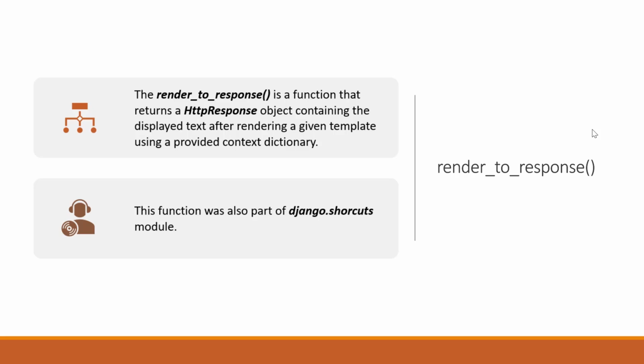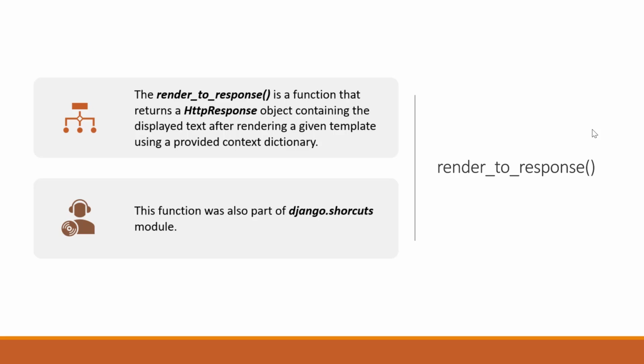The render_to_response is a function that returns an HTTP response object containing the rendered text after rendering a given template using the provided context dictionary. Moreover, this function was part of the django.shortcuts module. However, this render_to_response method is removed from Django version 3 or greater. So if you are using Django version 2 or lower, we can utilize this function to render a template.